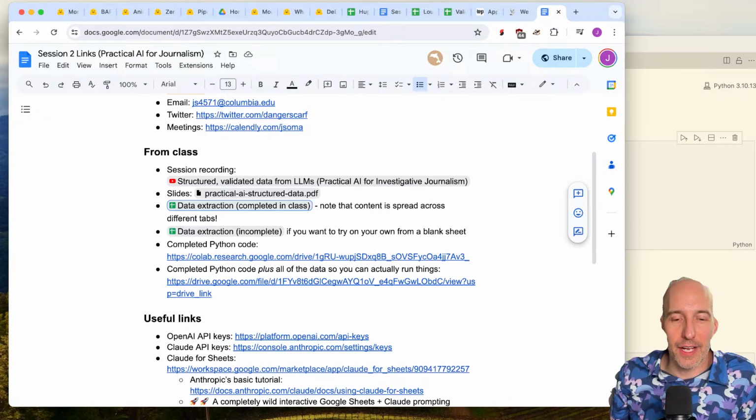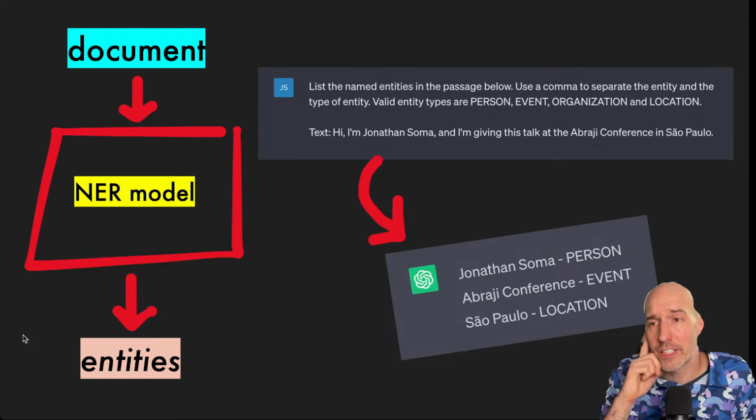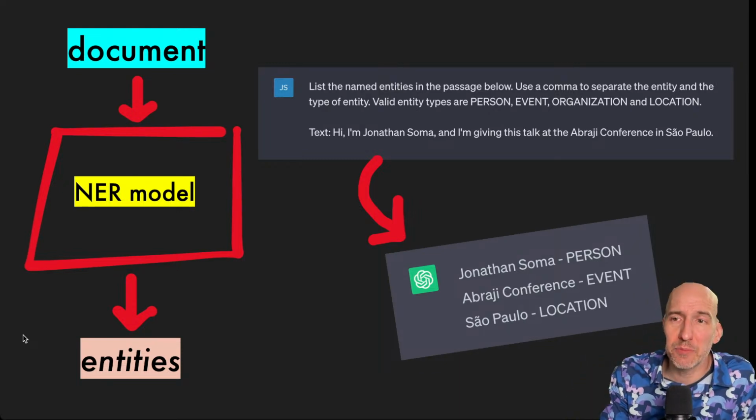Here, I'll go back to my slides, in fact. Okay. So when I was trying to do this right here, this was named entity recognition. Named entity recognition, the idea of there are types of entities that exist, things like people, events, locations. I would like to pull them out of a piece of text.